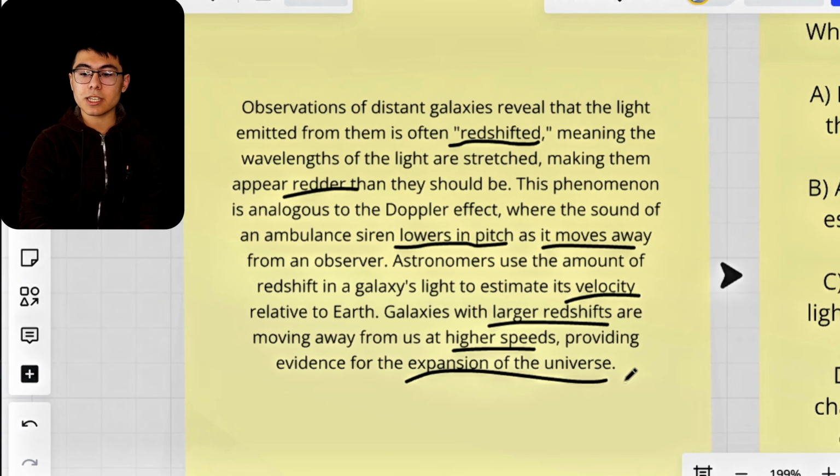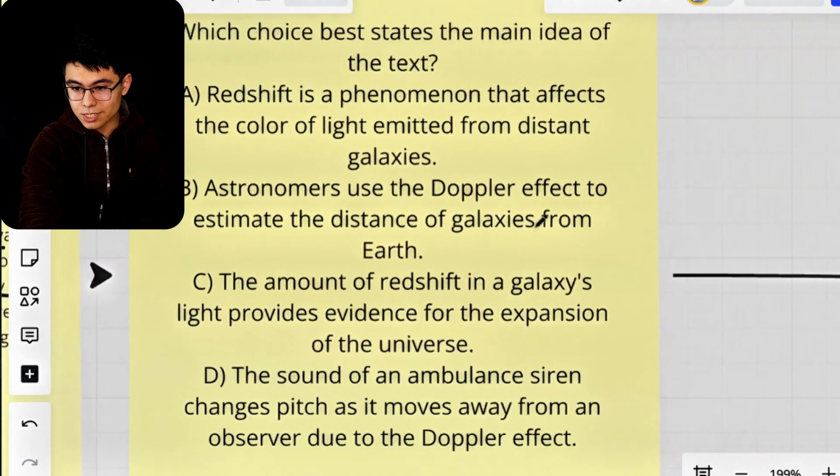So my prediction is that redshift can show that those distant galaxies are moving away, allowing us to understand the expansion of the universe. That is my prediction. Now let's move on to the choices.